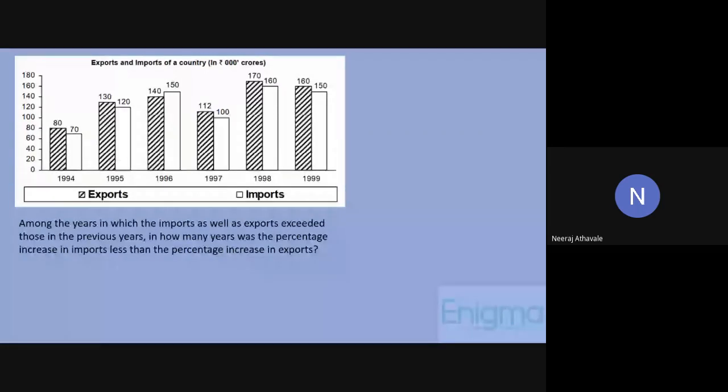Yash, is it clear or should I explain with the data? Can you explain how it is not less? First of all, can you tell me the number of which years have increased in both? 95, 96, and 98. Correct? Now let's see for 95.